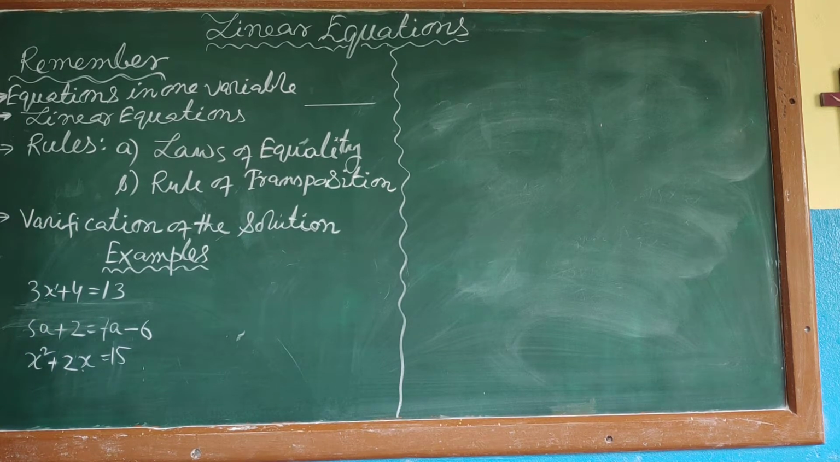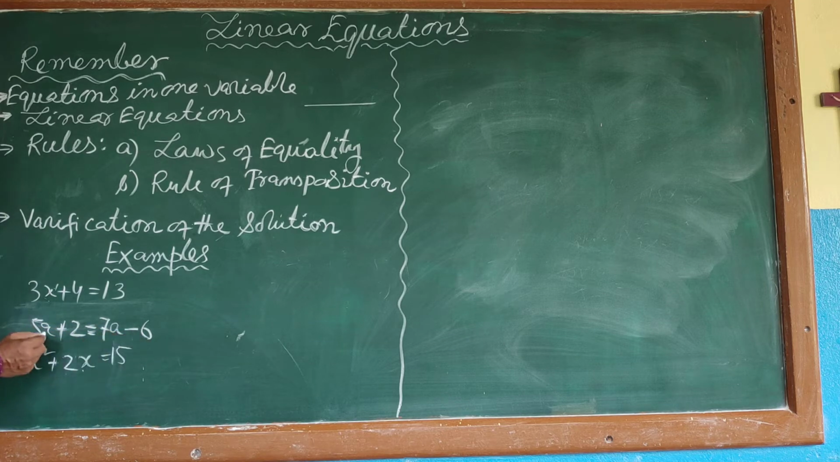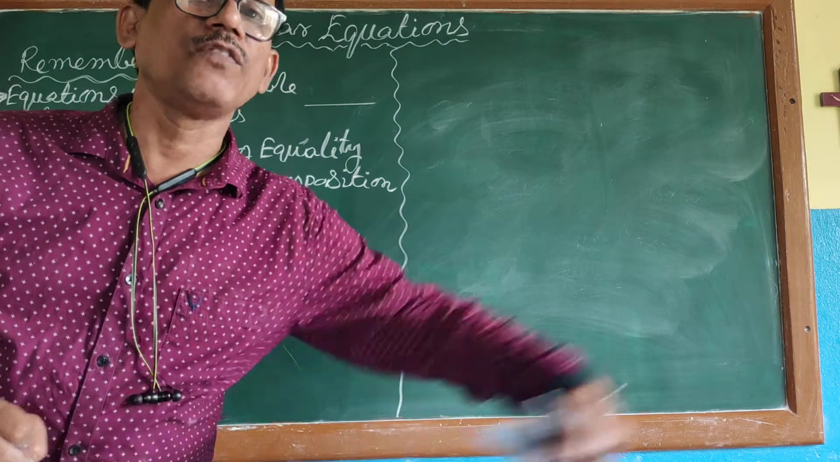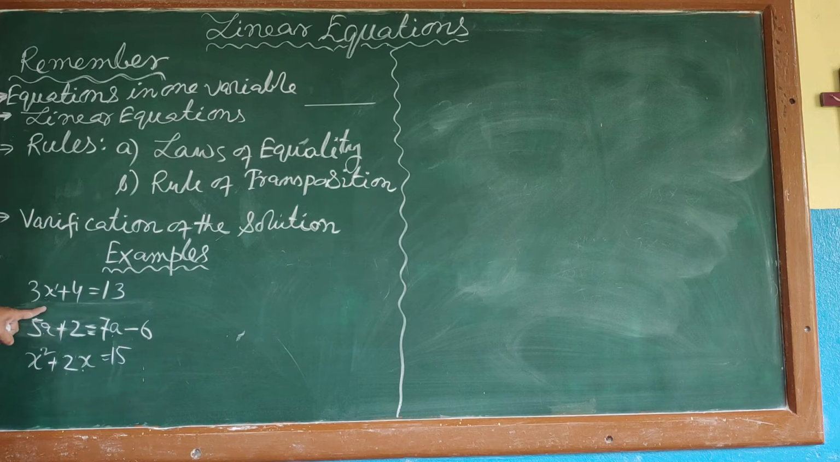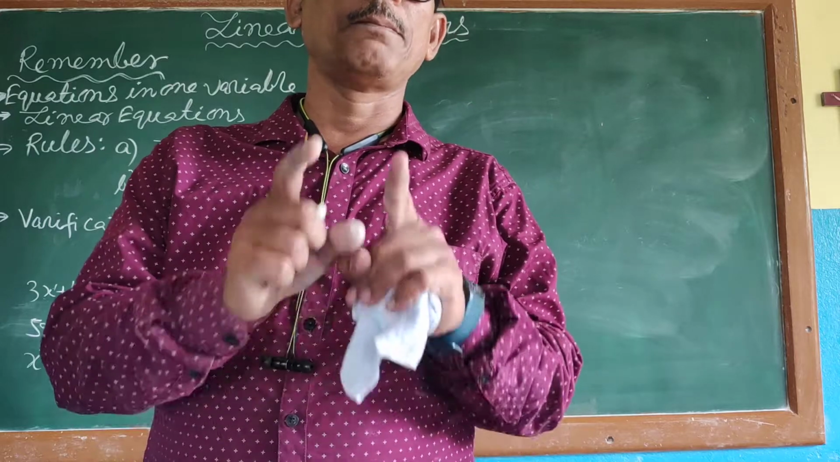No power means power 1. Next, I have written the equation 5a plus 2 is equal to 7a minus 6. Here also only one variable is there, and the degree of the variable is 1 only. Power is 1. That is why it is linear. After you solve this and represent it graphically, you will find a line graph. That is why it is called linear. Linear means the variable has power 1.